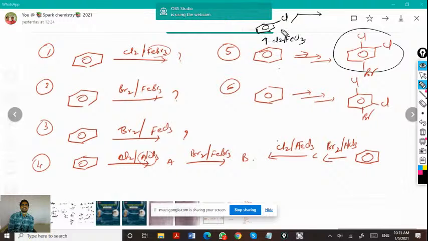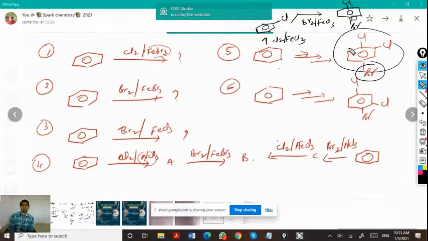Because at the ortho position, if two chlorines are there, it will be sterically crowded. But I need to make the bromine go into the para position, not chlorine. So in the second step, I need to take the bromo substitution, which is going to give bromo and chloro.